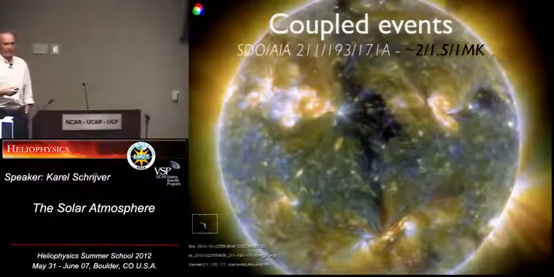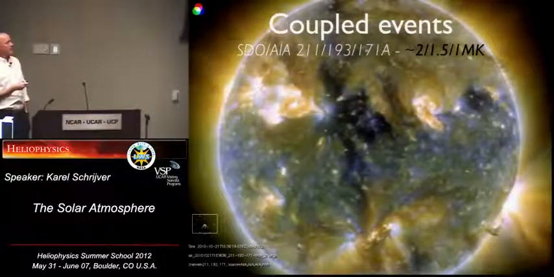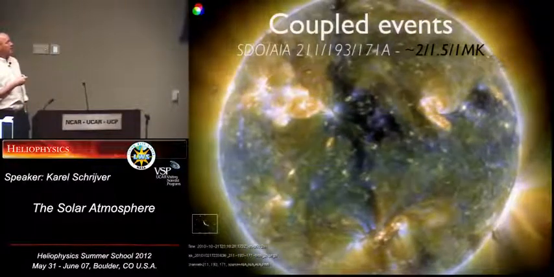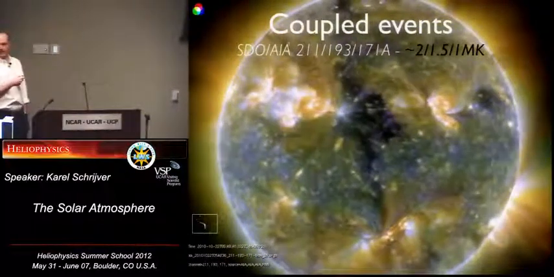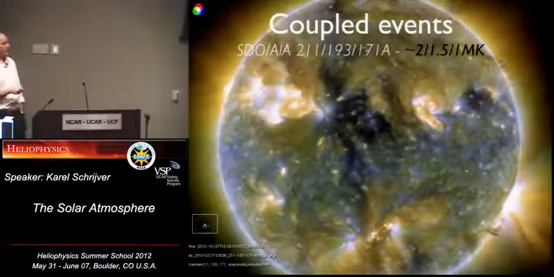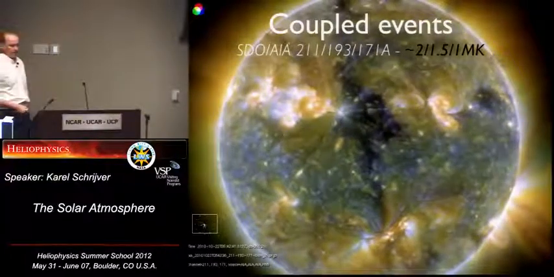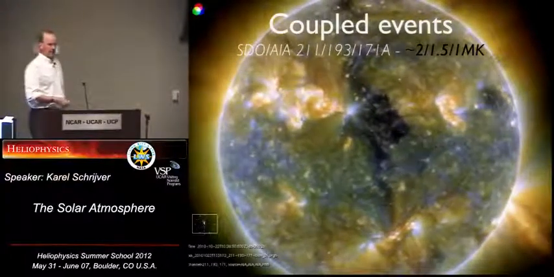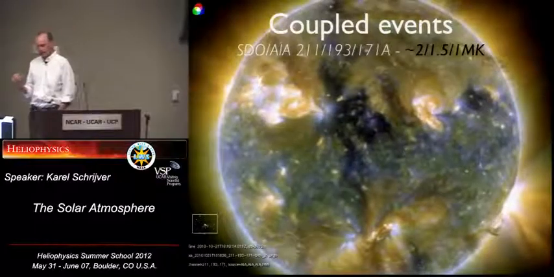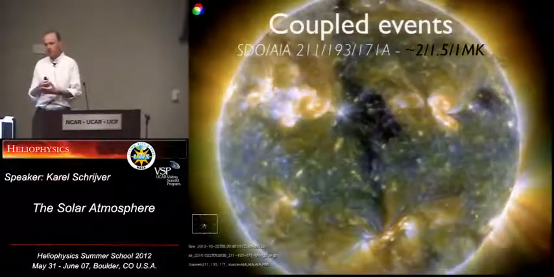But look at what happens here. If you can look at two places at the same time, there's an eruption here and there's an eruption up there. They happen at the same time. If you can look at three places at the same time, there's another one down here that also happens at the same time. Now, things happening at the same time doesn't necessarily mean that they're connected. So one thing we do is we collect statistics. This happens too often to be random.